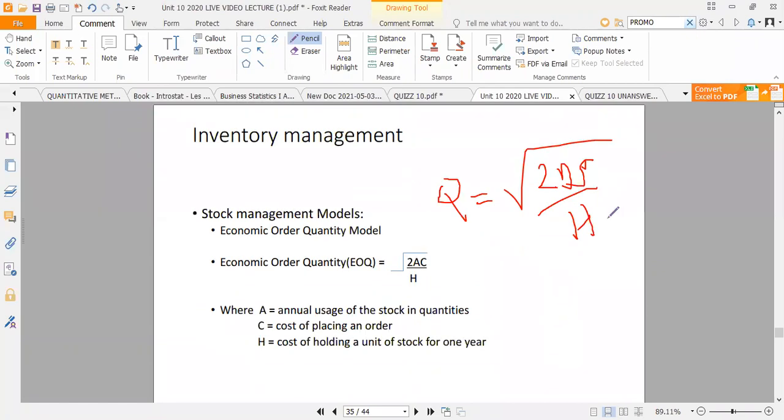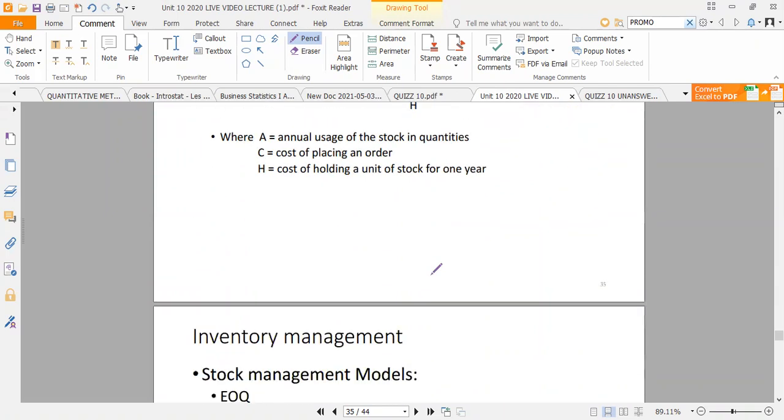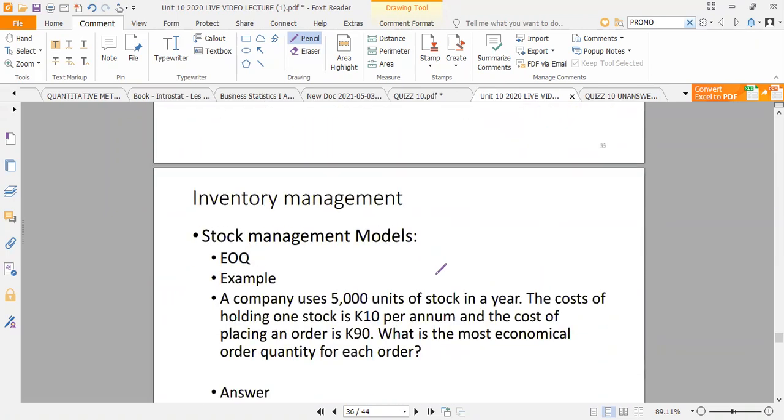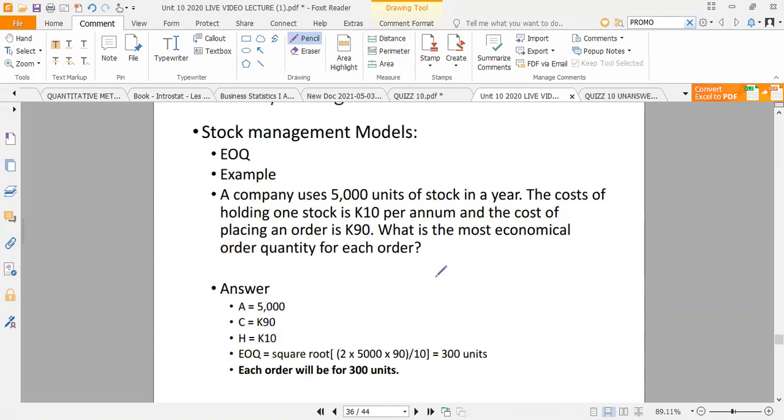Okay, others use a C there, which is called the carrying cost. You can use any of these two formulas. We have an example here, then we'll go to the example in the quiz that was given.